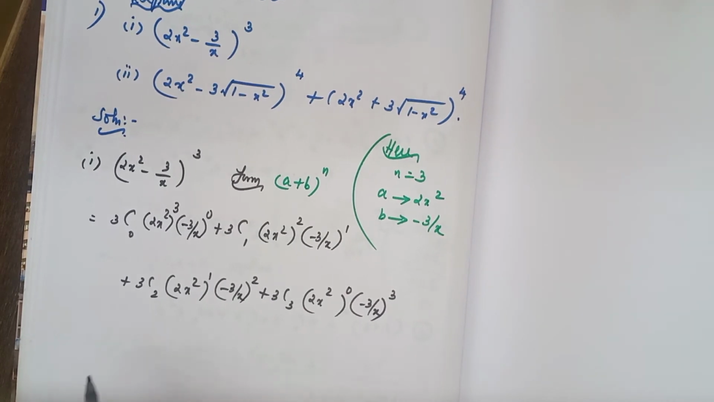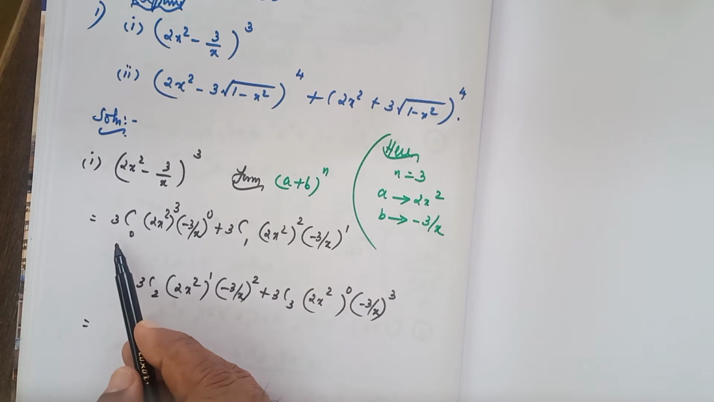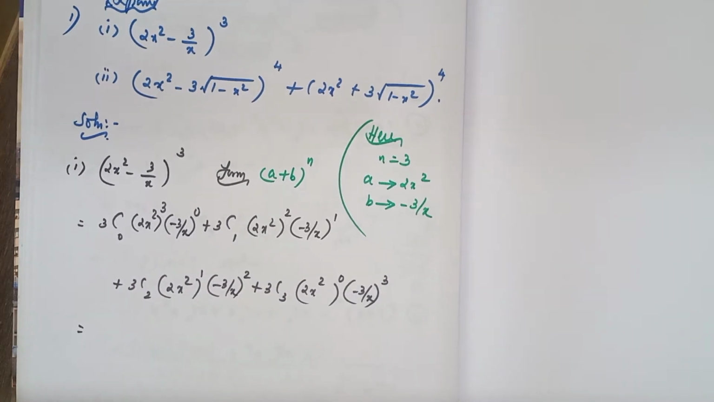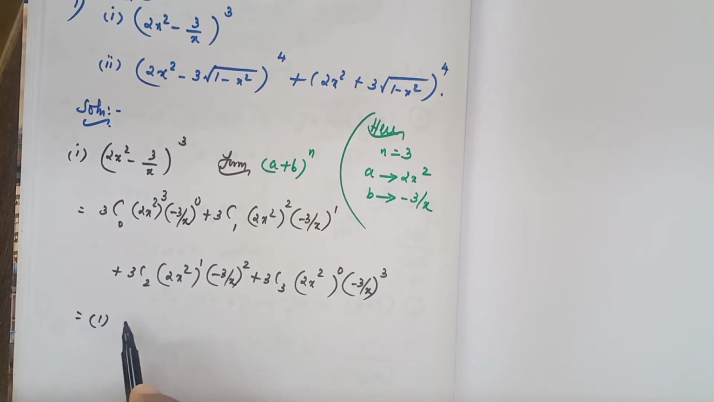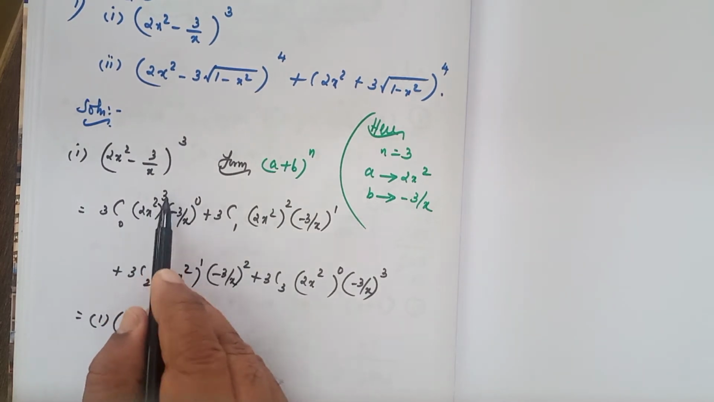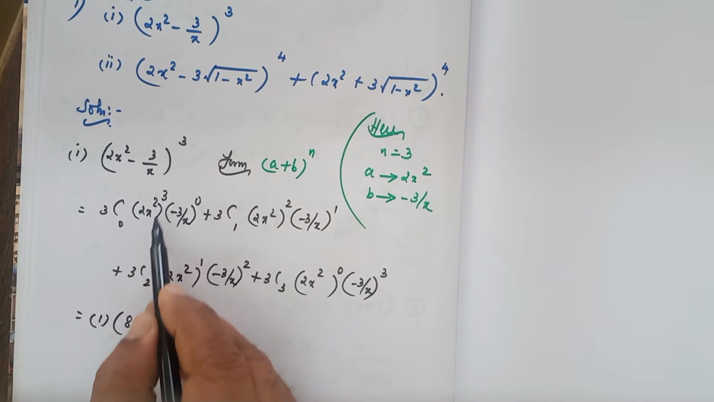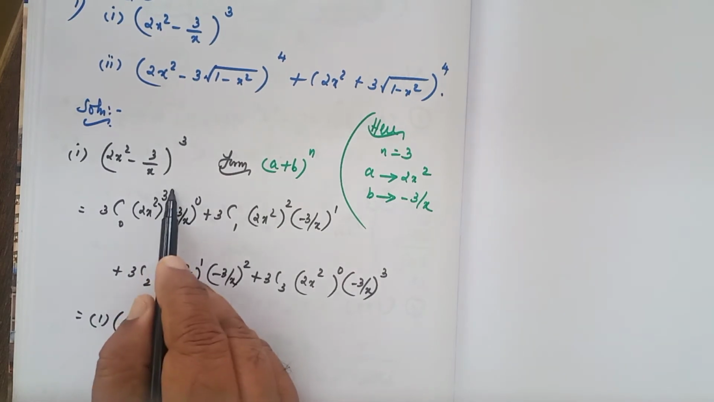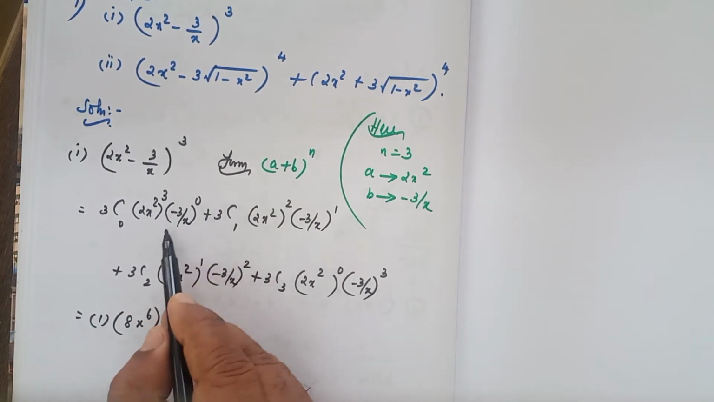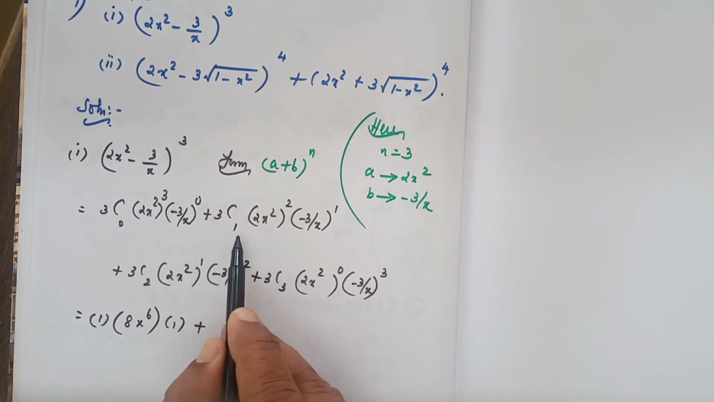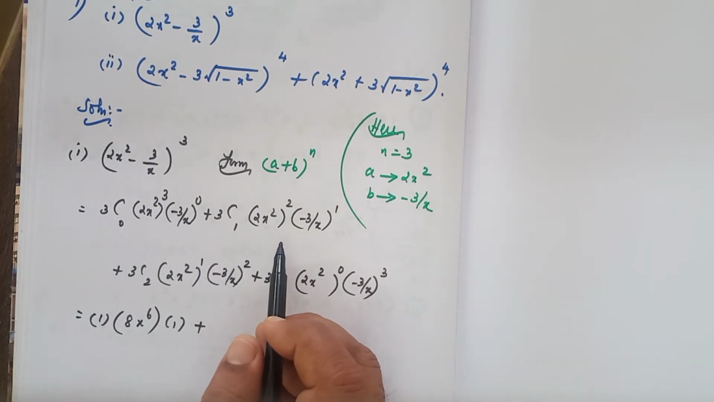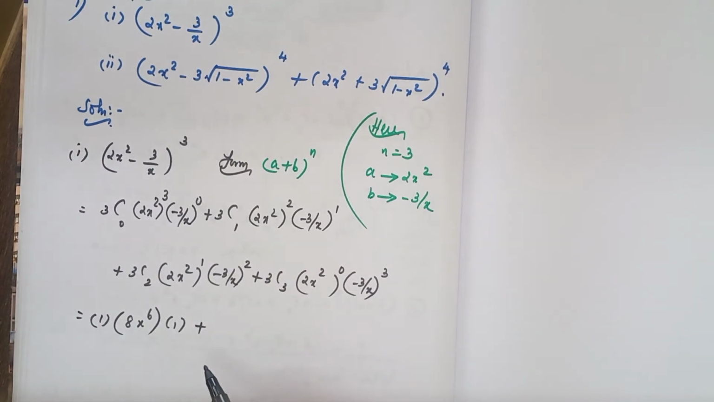Now you have to simplify. I have already given that NC0 value is equal to 1. So 3C0 value is 1, into 2 cube is 8, x squared whole cube is x power 6. You know that anything to the power 0 is equal to 1. Plus NC1 value, I have given that it is equal to n, therefore 3C1 is 3.